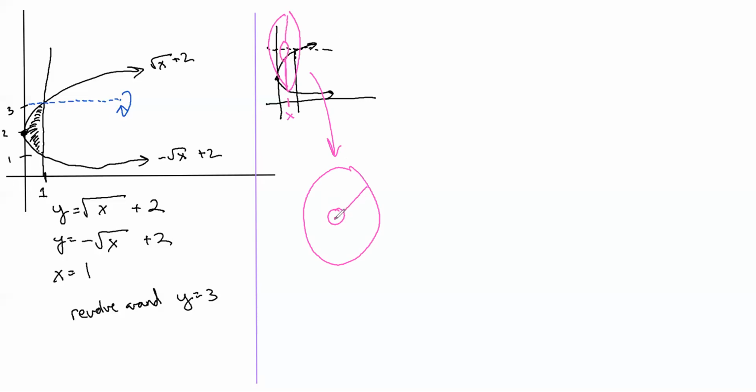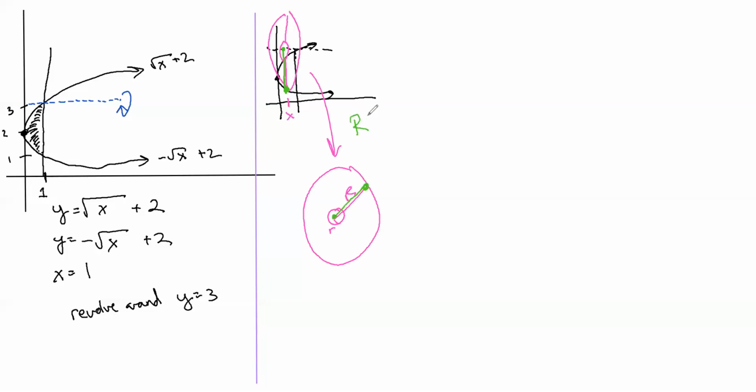Washers have a big radius and a little radius. And the big radius in this case is going to be going from the line itself all the way down to this lower function. So that big radius is drawn here in green. It's all the way from the axis of revolution down to the lower function.